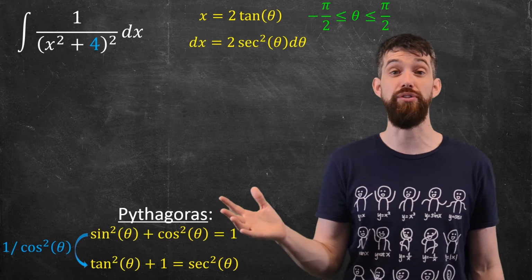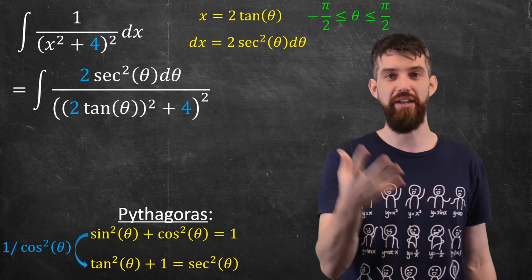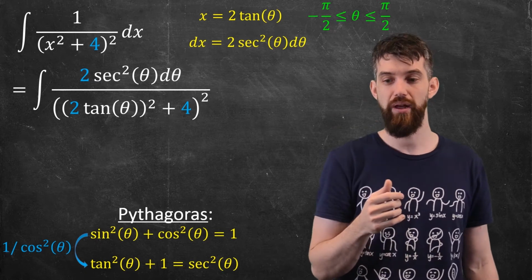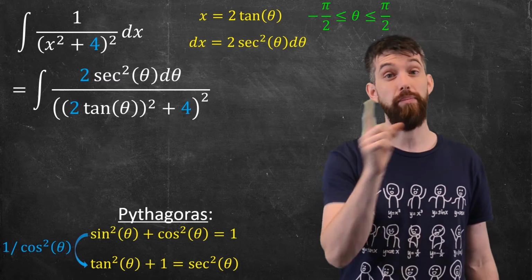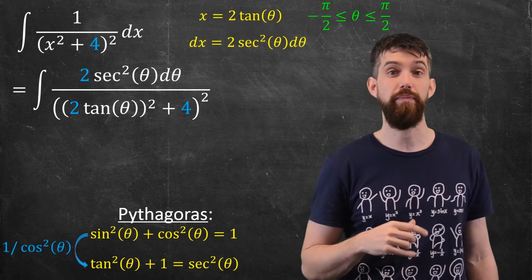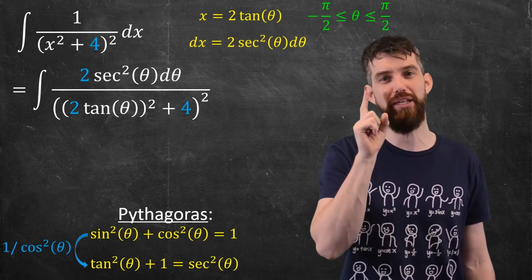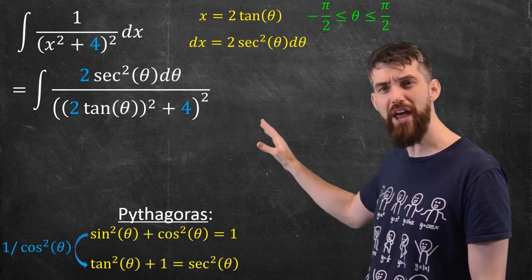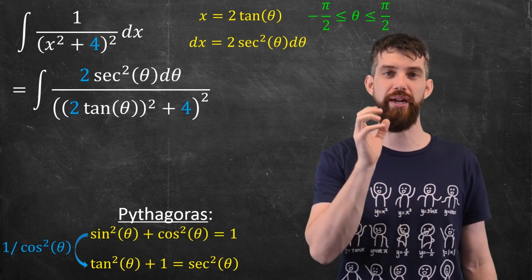Let's plug these values into it. So what do I get? On the top is the 2 secant squared of theta d theta. That's what my dx became. On the bottom, (2 tangent of theta) squared plus 4, and then all squared. Okay, I can do some stuff. I'm going to pull out all of my constants, and for that tan squared plus 1 that remains when I factor out the 4, I'm going to go and use my identity, and I'm going to put in secant squared.